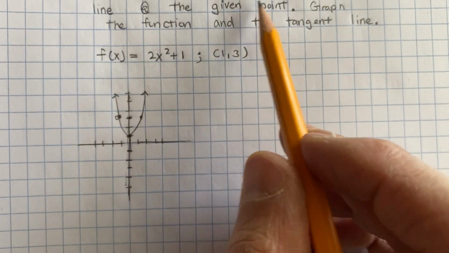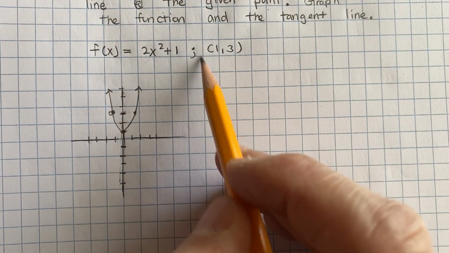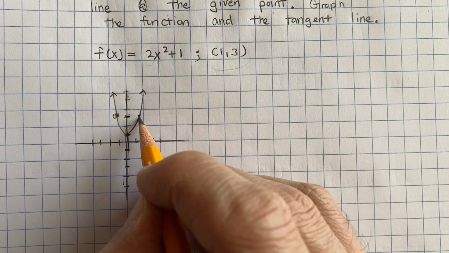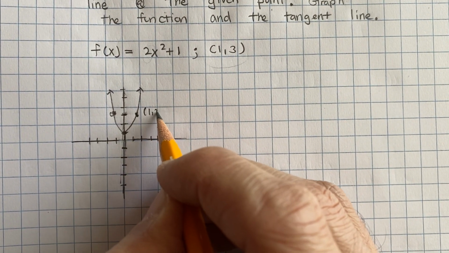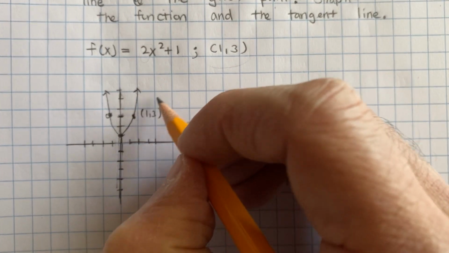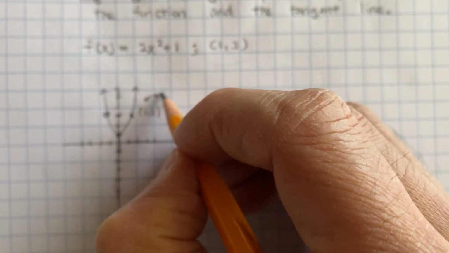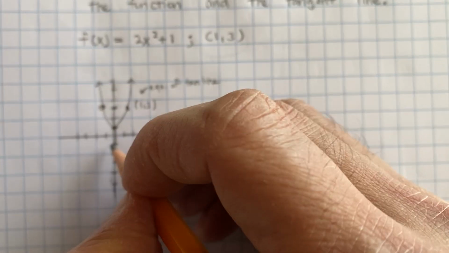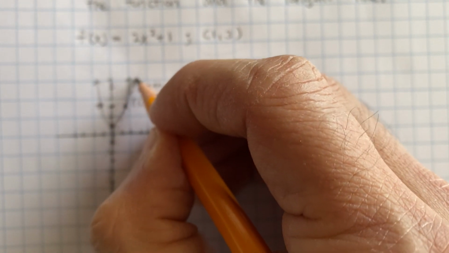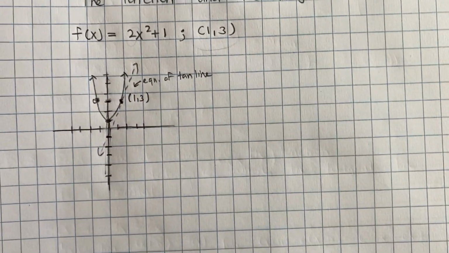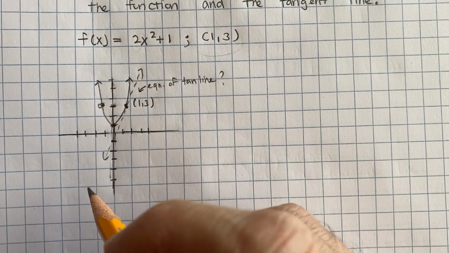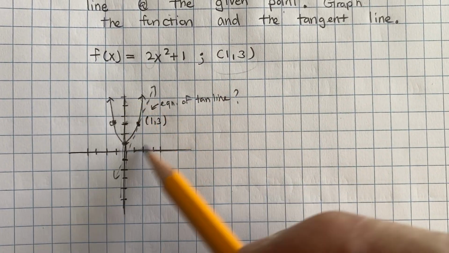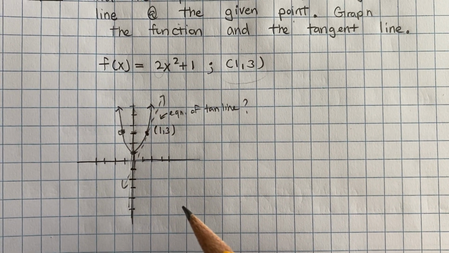And so let's find the equation of the tangent line at the given point. So at this particular point, (1, 3), which is right around here, I want to find the equation of the tangent line. So if I were to draw a tangent line like this, what is the equation of that tangent line? Okay, so that's basically what the question is. And then graph the function and the tangent line. So we sort of already did that, okay?